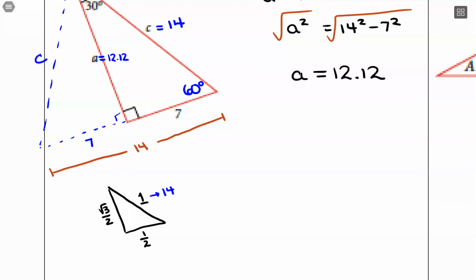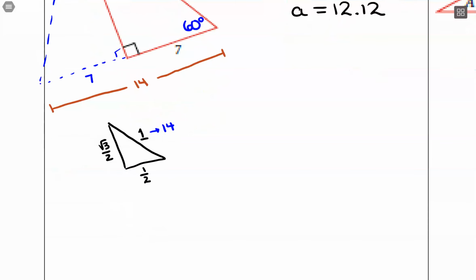So 1 went to 14. That 1/2, well, what if we take 14 times that 1/2? Well, that gives us our 7. So then what happens if we take root 3 over 2 times 14?